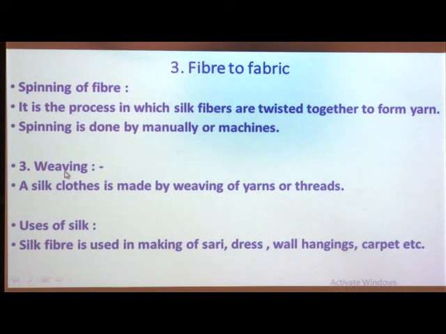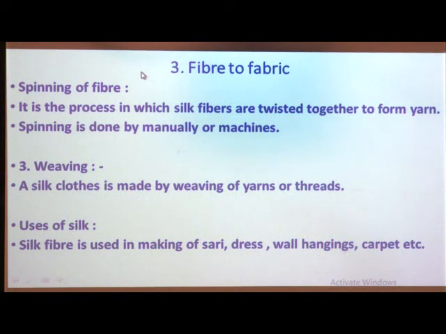Then the last step of the processing of silk is weaving. So what does weaving mean? Weaving means we are going to weave these fibers together, into each other, so we can get a particular type of cloth. A silk cloth is made by weaving of yarns or threads. We weave these yarns or threads, and then we get a silk cloth. So this is the processing of silk fiber.